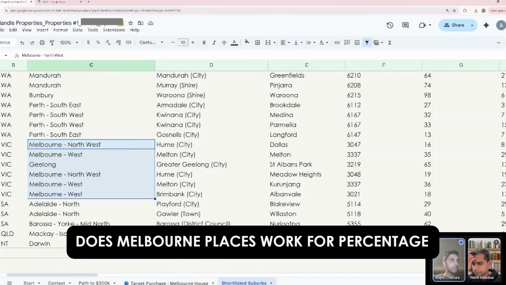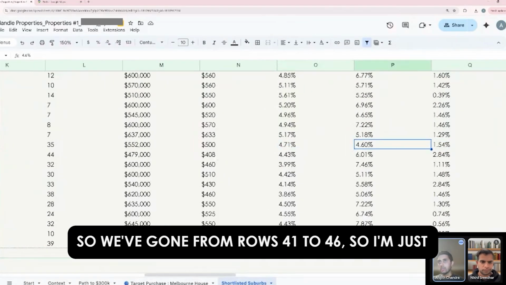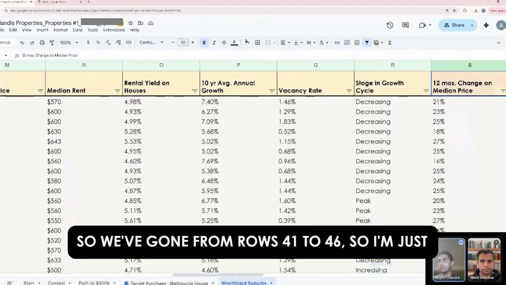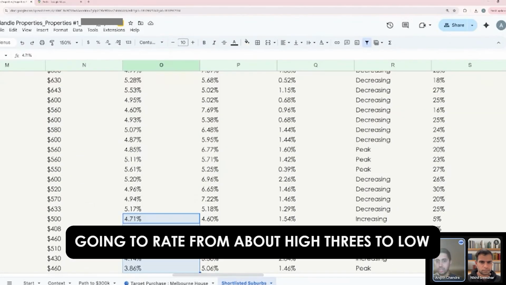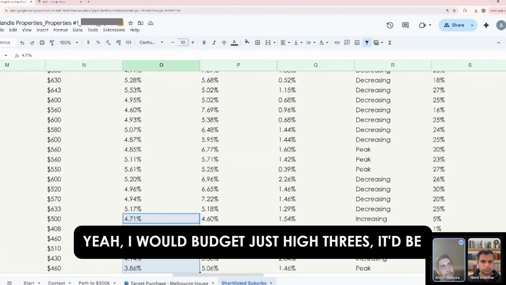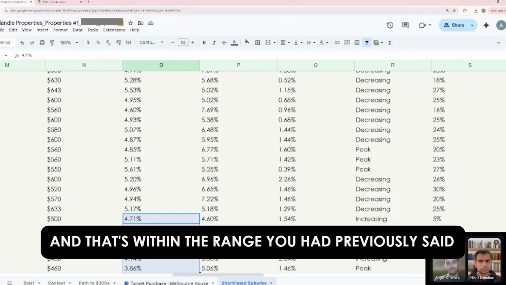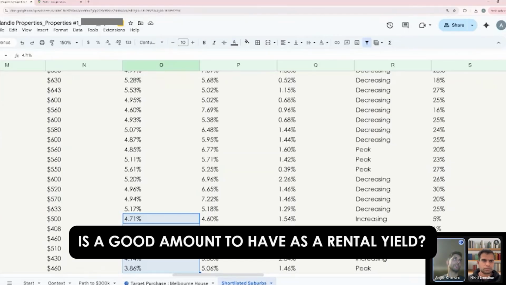Those Melbourne places, what's the percentage rental yield approximately? From about high threes. Yeah, I would budget just high threes. It'd be conservative, and if we get something better, it's good. Okay. And that's within the range you had previously said is a good amount to have as a rental yield.